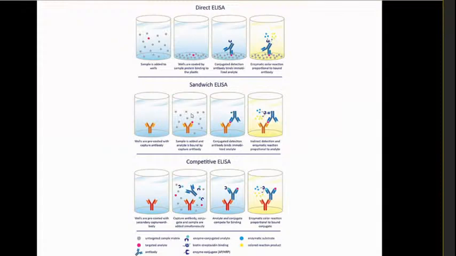in the sandwich ELISA. In the direct ELISA, we add the antigen sample, then add the antibody, then add the substrate. There is no need to do the washing. But in sandwich ELISA, washing is an important step. First, the plate is coated with the antibody, then we add the sample. Please understand, the first step is to coat the plate with the antibody. Only then do we add the sample. If there is any recognizable antigen in the sample, it binds with the placed antibody, giving an orange color.